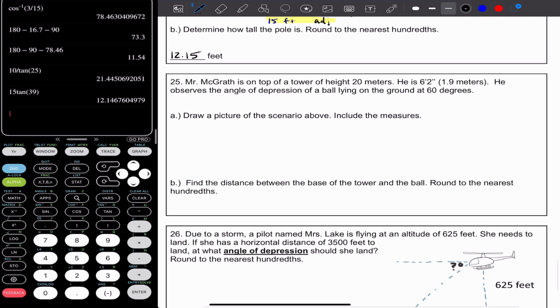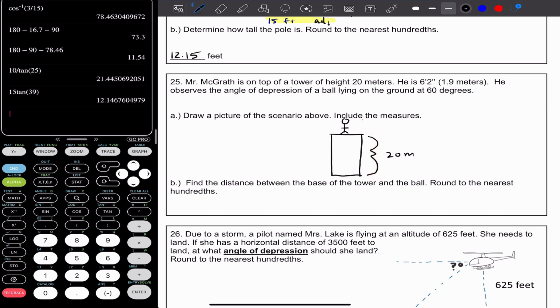Number 25, Mr. McGrath is on top of a tower of height 20 meters. So I'm going to go ahead and draw my tower. It's going to be a weird looking rectangle. This is my tower, and Mr. McGrath is up top, and the tower itself is 20 meters long, and Mr. McGrath is 6 feet 2 inches tall. Assuming that he is. So this is the tower, and this is McGrath.